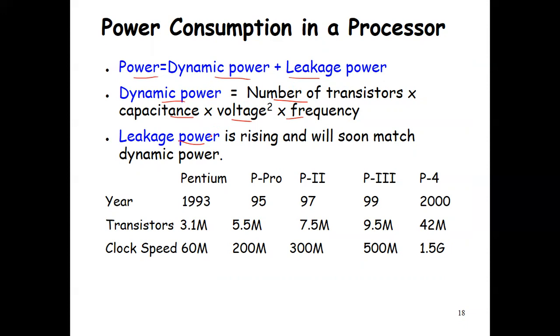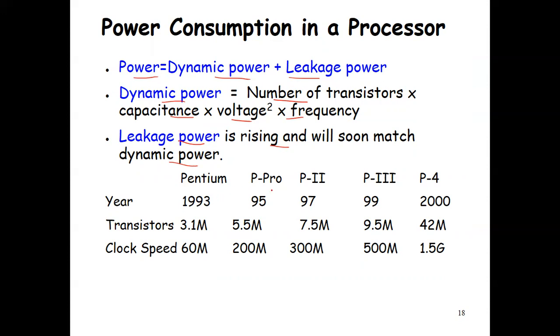The leakage power: in any circuit there will be some power leakage, and that happens with the microprocessor also. There will be some power leakage, but over a period of time this power leakage is rising, and it will soon match the dynamic power. That is, the leakage power will become close to the dynamic power.